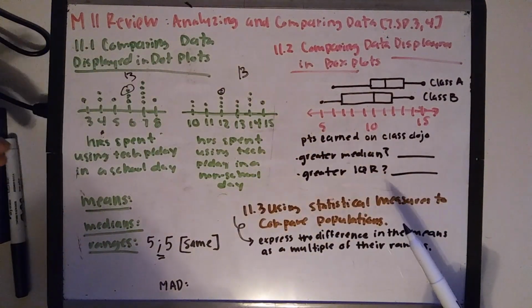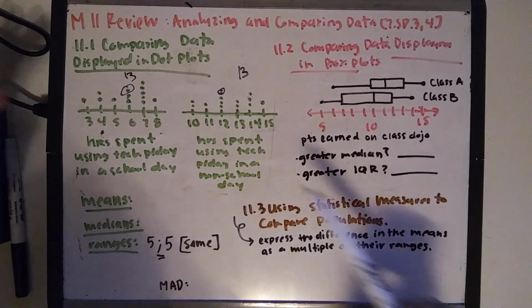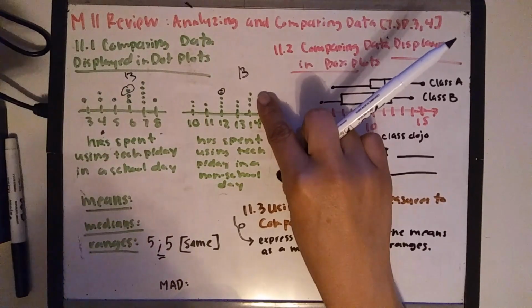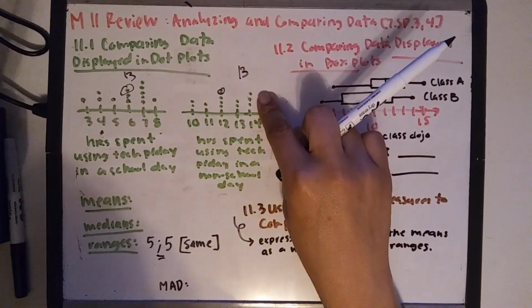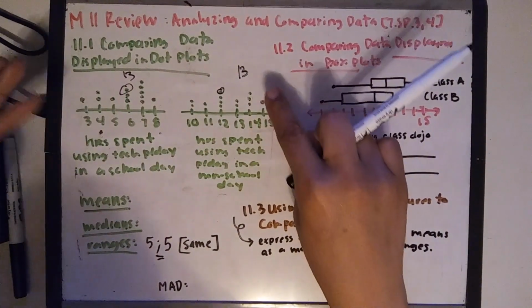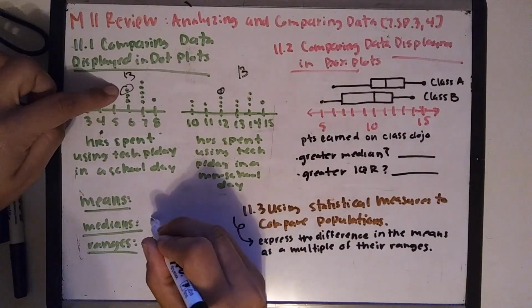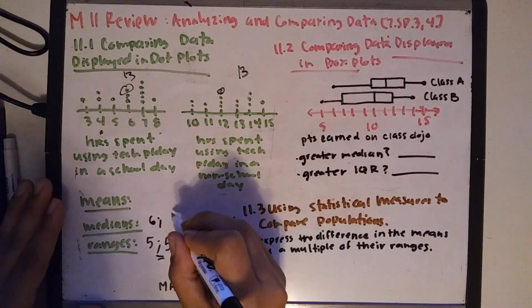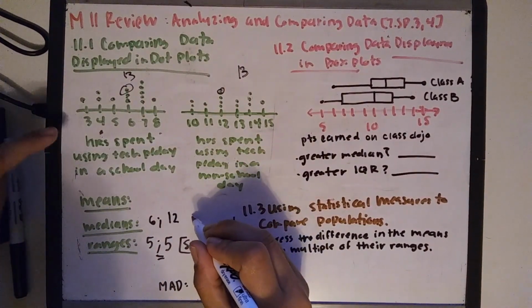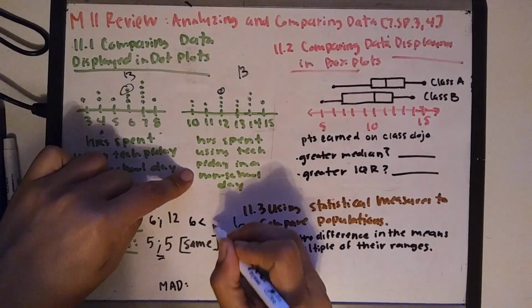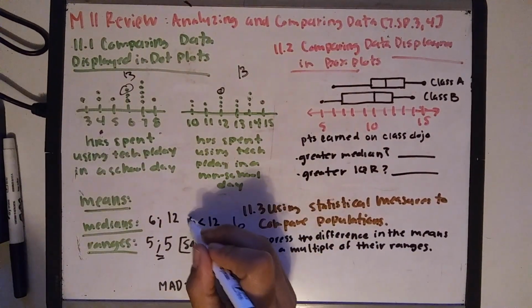If there were an even amount of dots, you would have to take the two middle ones, add them together, and divide by 2, because you want to find the average. Same thing over here. But in this case, we don't have that. So the median for this one is 6, and the median for this one is 12. So how can I compare? I can say that the median hours spent in a day is less than when it's not a school day. Okay, so that's my comparison there.